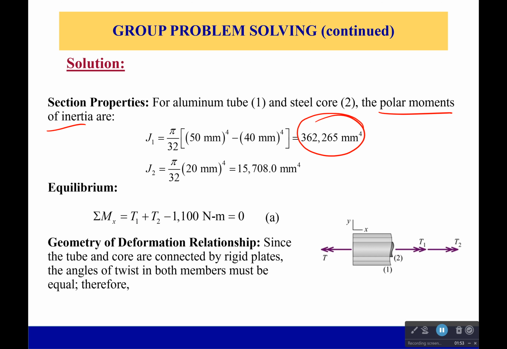Luckily, we can find out something from the deformation. Since they are attached by rigid plates at both ends, the angle of twist must be the same. So we can write our compatibility equation right there: Phi1 has to be equal to Phi2. And I gave you that in the common cases.